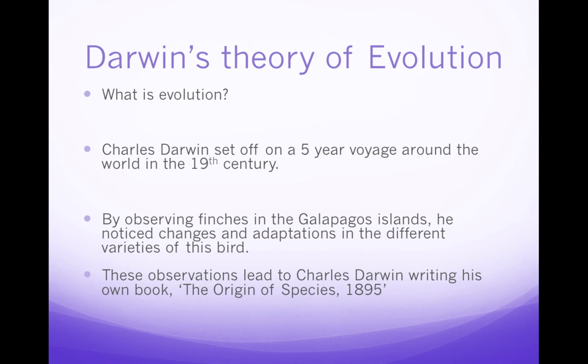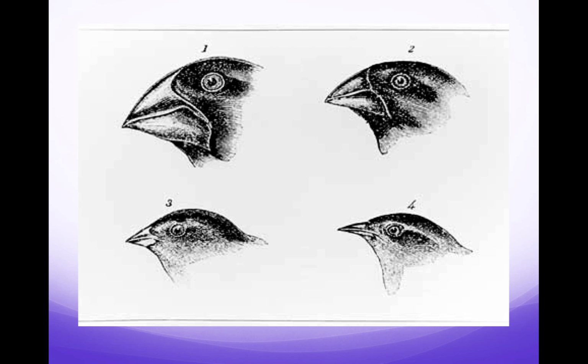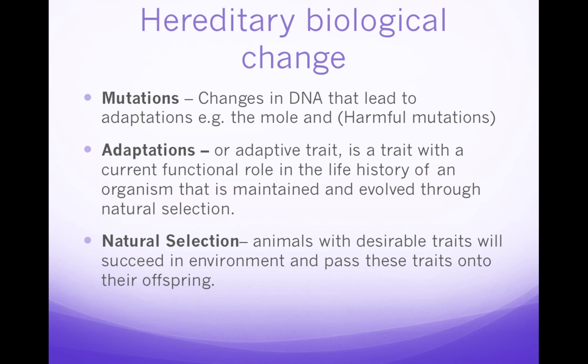For example, the birds with sharp, thin beaks had a main food source of bugs and grubs, whereas the larger claw-shaped beaks relied on a diet of nuts, fruits, and buds. Hereditary and biological change.